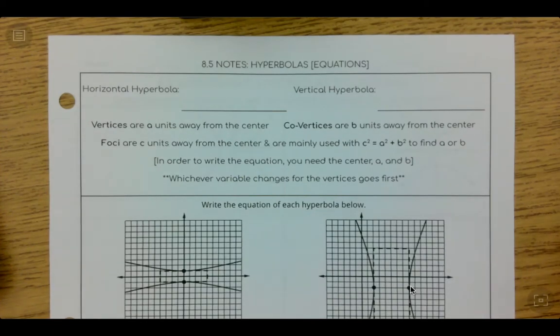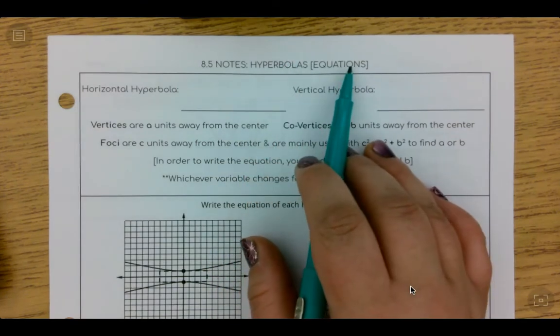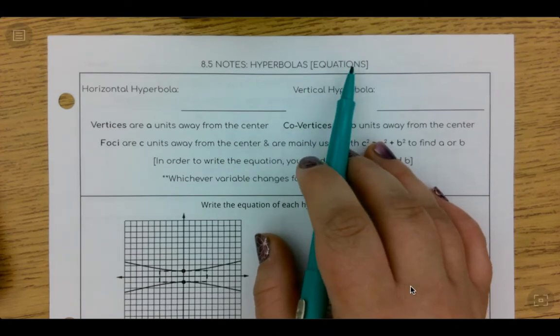We're going to be talking about hyperbolas again, so if you haven't watched 8.4, you're going to want to go do that first. In this one, we're going to be talking about how to write the equations. In 8.4, we talked about how to graph them. That's why you want to watch that one before this one.